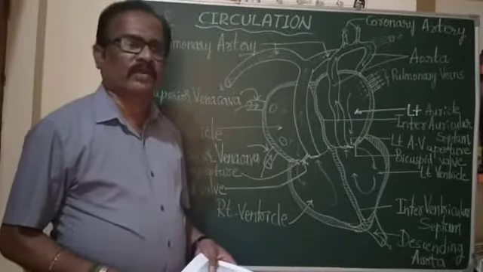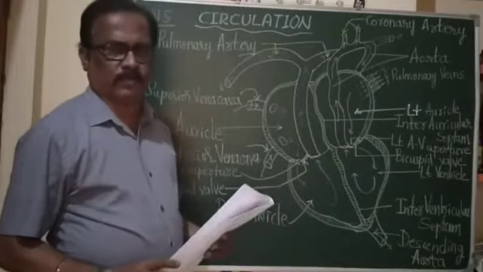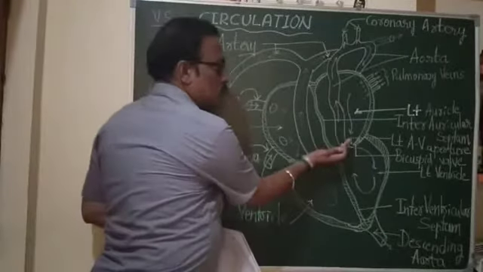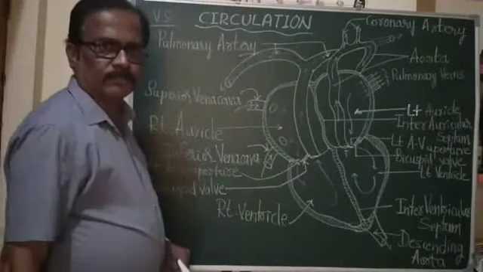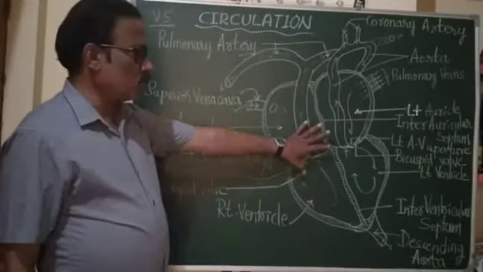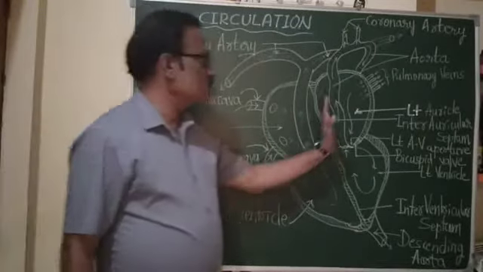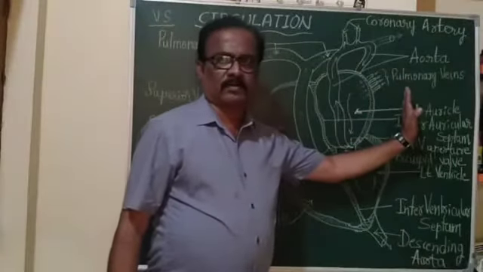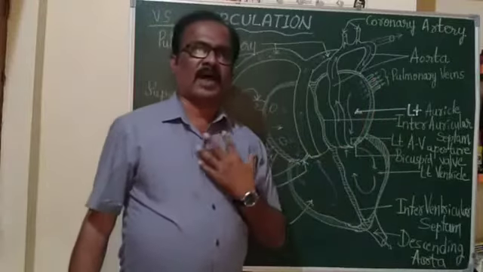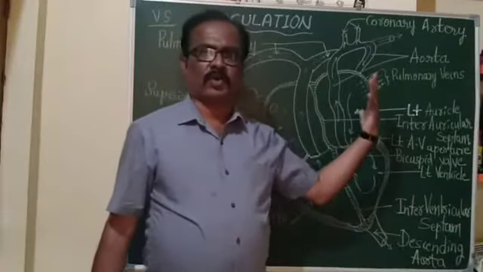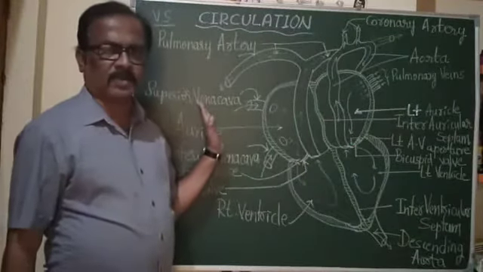Then come to the internal structure. The heart has 4 chambers: upper 2 auricles and lower 2 ventricles. Here we have drawn the vertical section of the heart. Don't think that the diagram in front of you is the right part. As the heart is placed in our chest cavity, we have drawn it like this. So this is the left part of the heart and this is the right part of the heart.